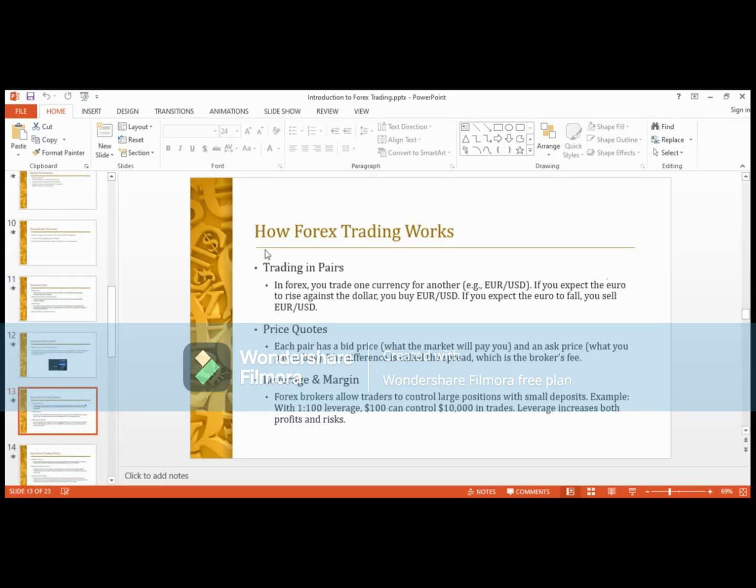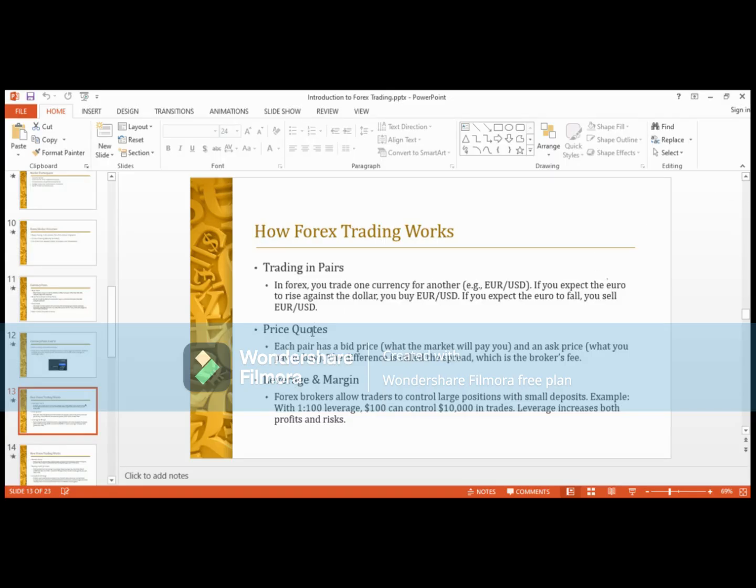Okay, so how trading works. You trade in pairs. In forex you trade one currency for another. An example is the Euro USD. If you expect the Euro to rise against the dollar, you buy the Euro USD. And if you expect the Euro to fall, you sell the Euro USD.